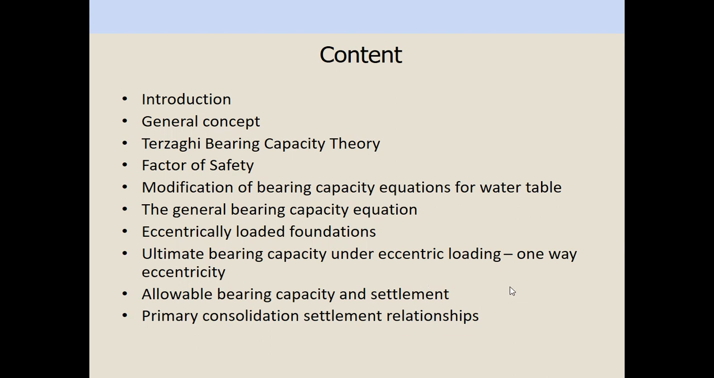One-way eccentricity. And then of course, for a foundation you have to calculate not only the bearing capacity of the soil, but also the allowable settlement, the maximum limit of the settlement. And the last one is the primary consolidation settlement relationship. Consolidation is special for clay soil, so for clay soil you have to calculate using the consolidation behavior.